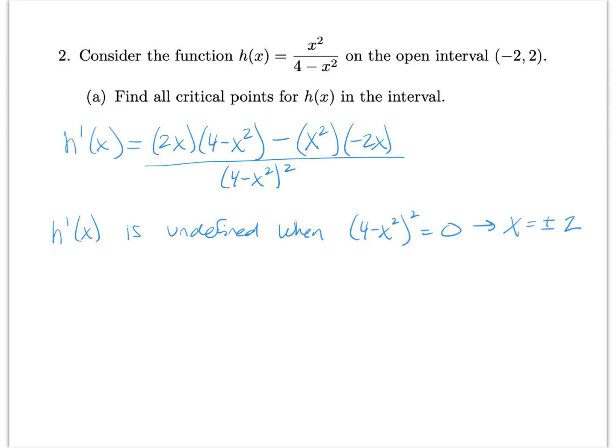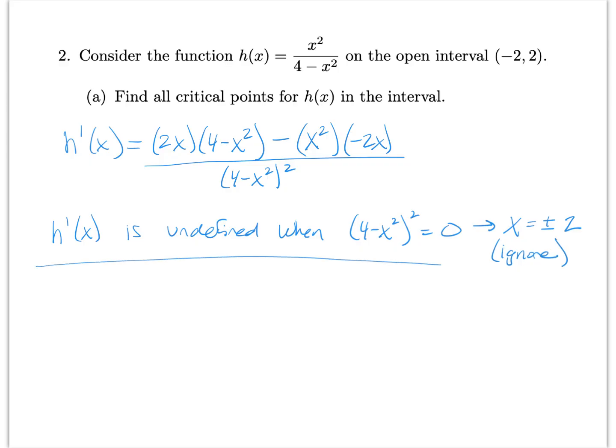We can ignore these because they're not in the interval I'm interested in. I'm only interested in the open interval -2 to 2. I don't care what happens at -2 and what happens at 2. So I can ignore these.